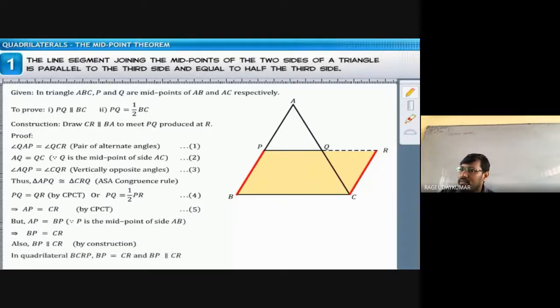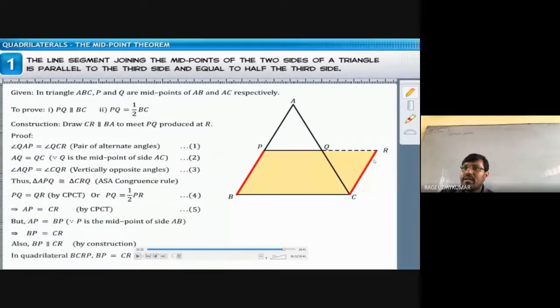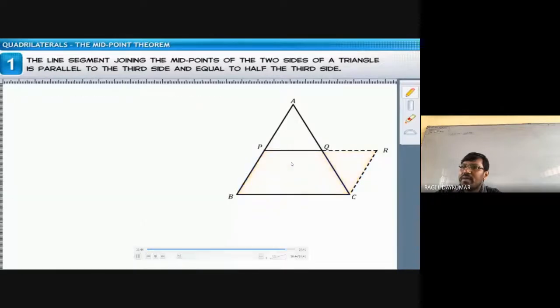Because reason क्या है? P is a midpoint. So AP CR को equal है और PB को equal. So that is nothing but PB and CR equal. So these two are equal and we have constructed this CR parallel, construct कर लिया है. So CR parallel construct कर लिया तो PBCR will become a parallelogram. So parallelogram में opposite sides are equal and parallel.